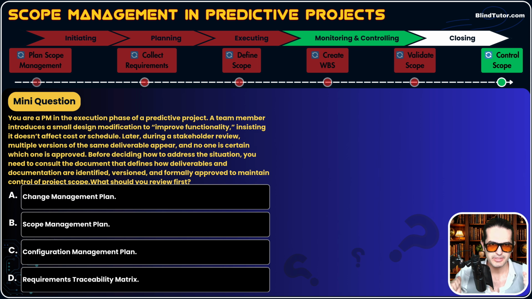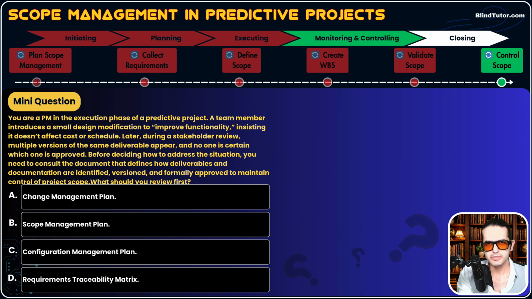Process means respecting the order of doing things. A team introduces a small design modification to improve functionality. So a team is making some change to a deliverable, okay? So the deliverable was in version 1. Now a team applies and makes some adjustment and changes.